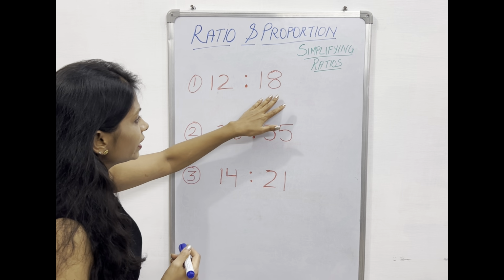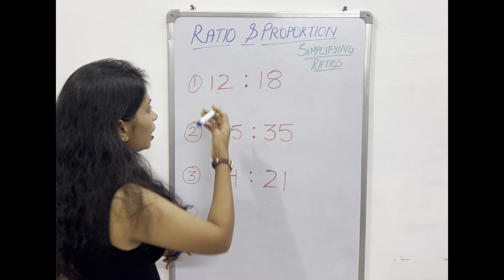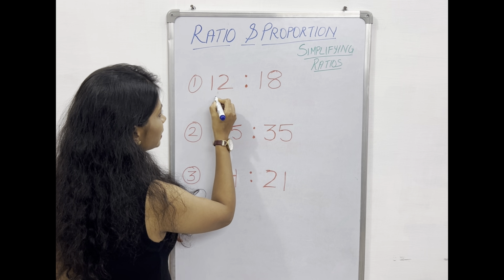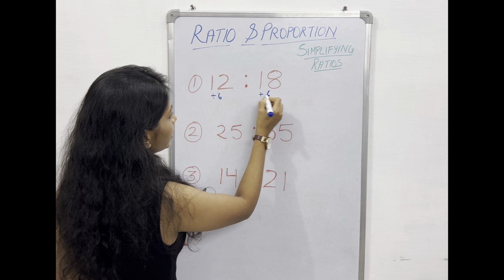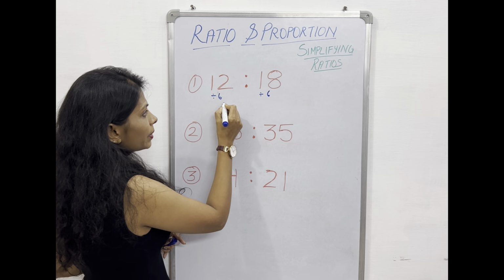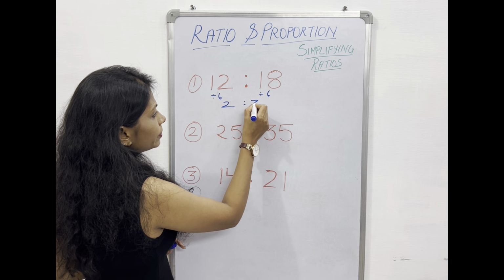Now between 12 and 18, the HCF here is 6. So I will divide 12 by 6, and I will divide 18 by 6. When I divide 12 by 6, my answer will be 2, is to 18 divided by 6 will be 3.